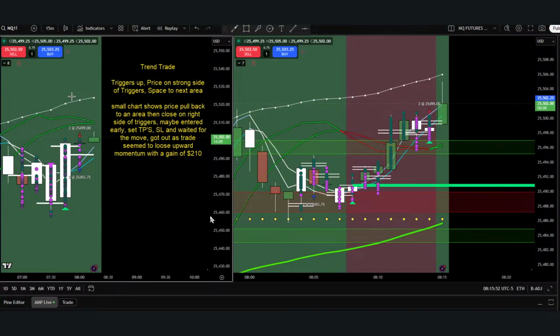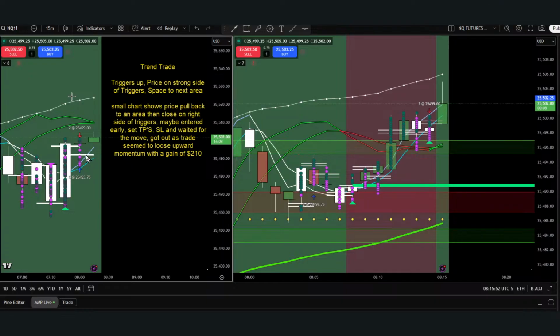All right, here's a trend trade. Triggers are up. Price on the strong side, space to the next area. Small chart shows a pullback. There's your close above. In at 93, you have a 1.5 to get to trouble. It hits it and falls.